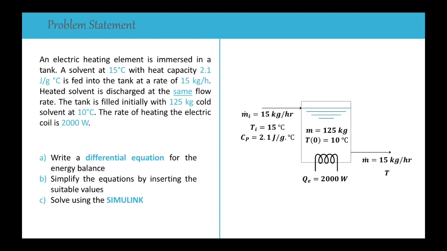A solvent at 15 Celsius with a heat capacity of 2.1 joule per gram Celsius is fed into the tank at a rate of 15 kg per hour. Heated solvent is discharged at the same flow rate. The tank is filled initially with 125 kg cold solvent at 10 Celsius. The rate of heating of the electric coil is 2000 watt.